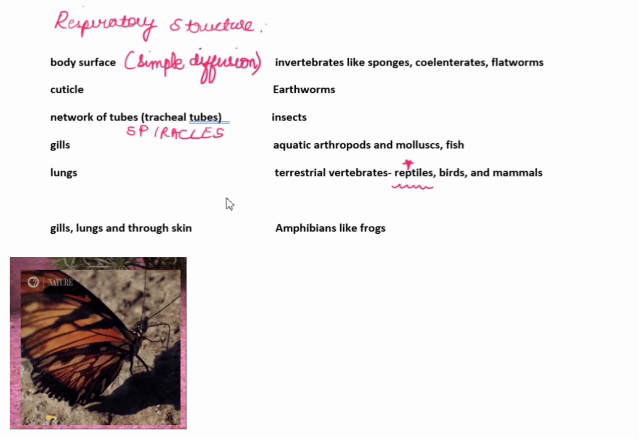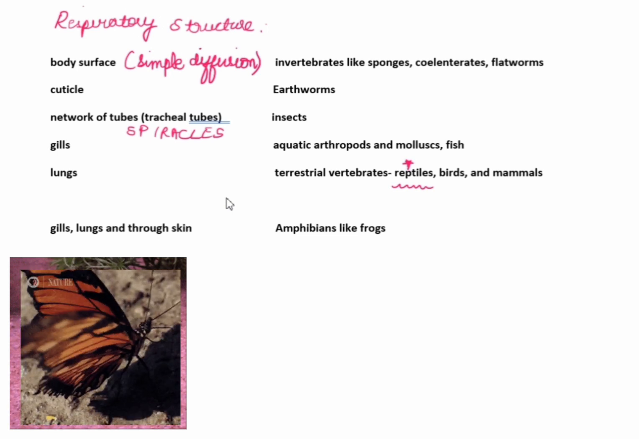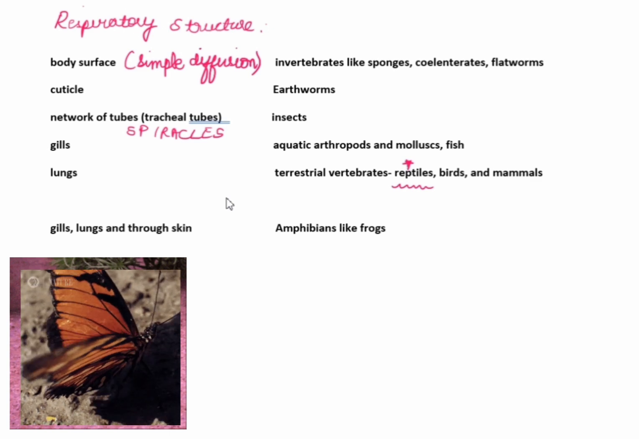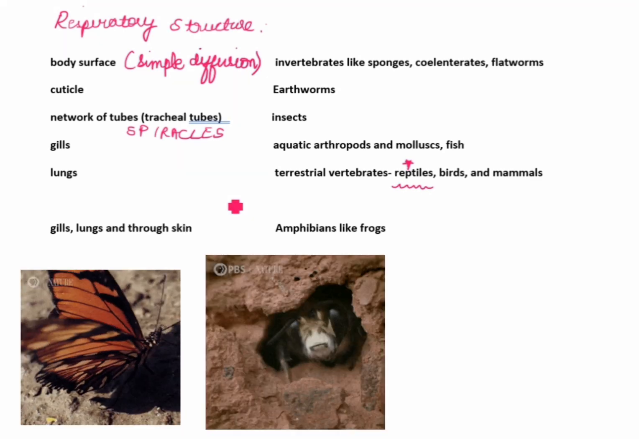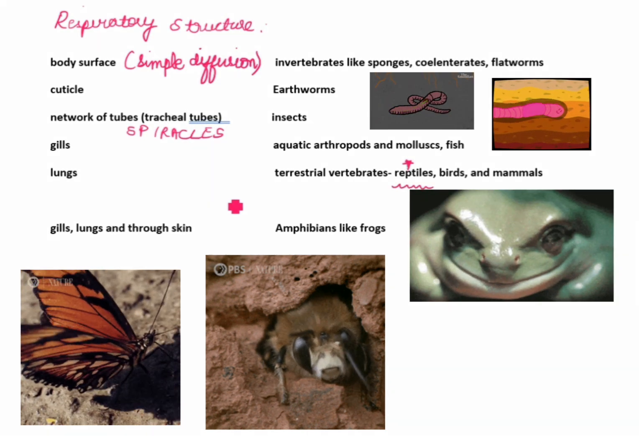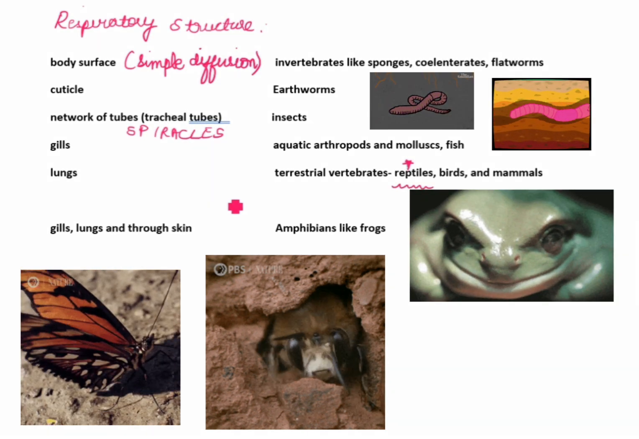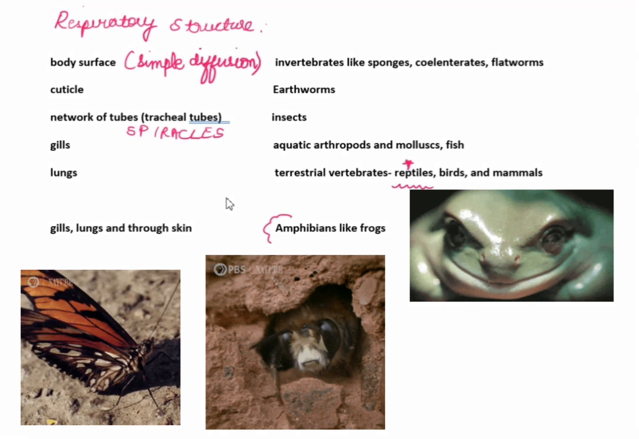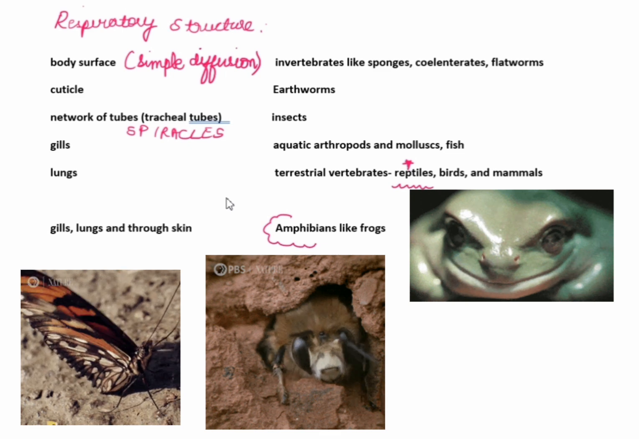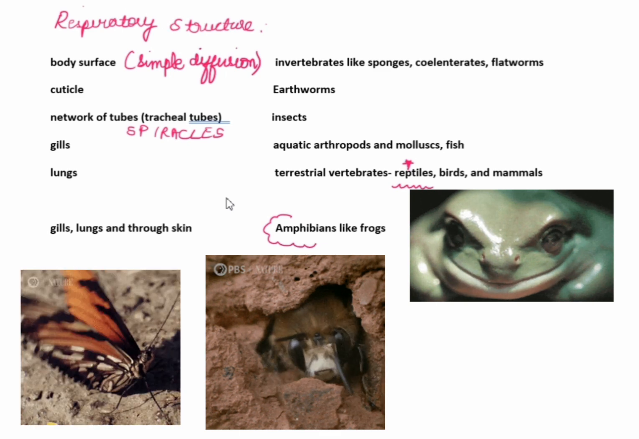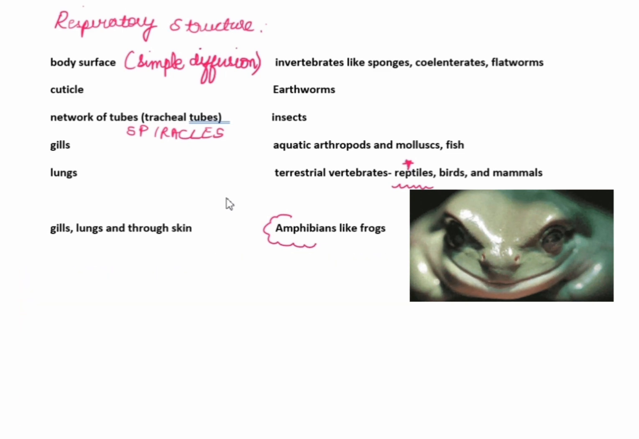The well-known respiratory organ, that is the lungs, is the respiratory organ for terrestrial vertebrates like reptiles, birds and mammals. So what is the respiratory organ for amphibians like frog? Frogs are terrestrial as well as aquatic. So their respiratory organs are 3 in number: gills when they are in an aquatic environment, and lungs and also through skin.